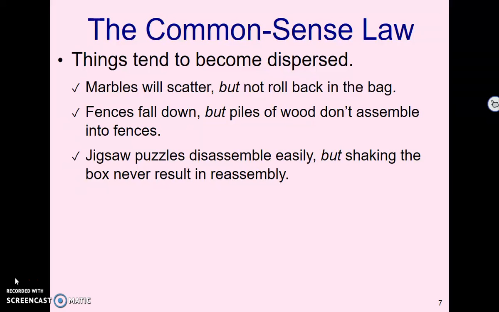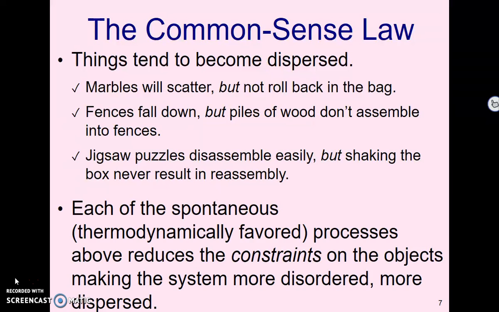If you look at my classroom, you can see that it definitely does not lead towards order. Examples of this: if you have marbles, you can roll them out of the bag and they can scatter around the room, but they're not very likely to roll back into the bag. If a fence falls down, it's not likely that the piles of wood are going to assemble back into a fence. And with jigsaw puzzles, if you throw the puzzle on the floor, it's likely to scatter into a million pieces, but it's not going to be very easily reassembled without any input of energy.